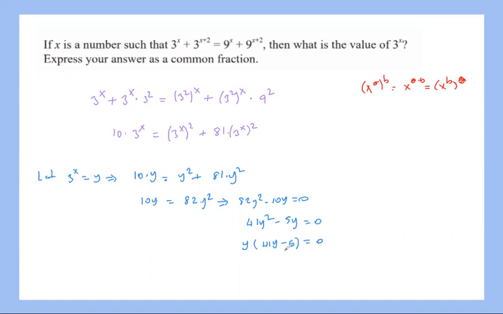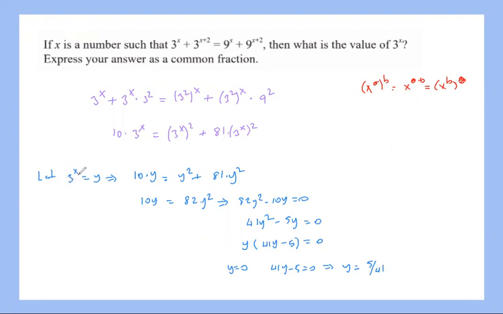If you have two things multiplying to get 0, then one of them could be 0. That means y could be 0, or 41y minus 5 should be 0, right? From there, you can say y has to be, if you add 5 to both sides, 41y is 5. Divide by 41, so 5 over 41. So this is what we were looking for, because the question was asking for 3 to the x, which is actually y. And then we got two values, that is 0 or 5 over 41.